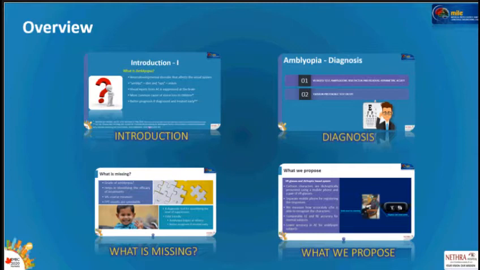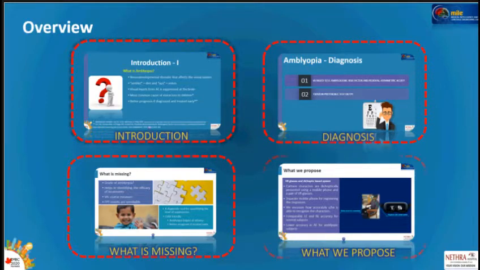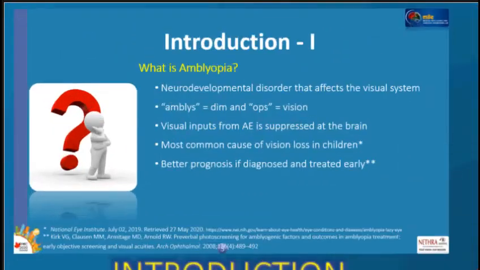What we are going to see in the next 10 minutes. I'll start by explaining what amblyopia is, followed by a quick run through on how amblyopia is currently clinically diagnosed. After that, we'll see what is missing in the current clinical evaluation technique and how we address those limitations in a proposed method. Let's jump in.